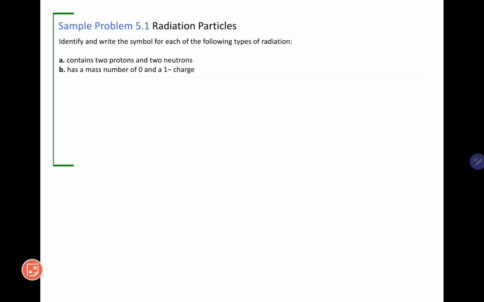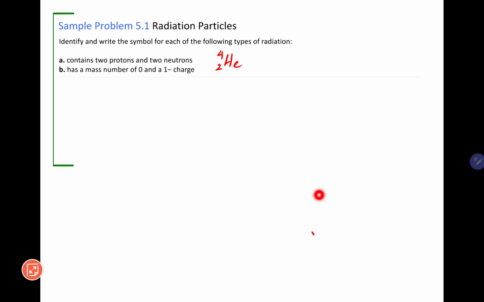Identify and write the symbol for each of the following types of radiation. Which radiation contains two protons and two neutrons? Of course, that is alpha particles. So it is He, helium 2-4. Helium ion. So that is alpha particles.